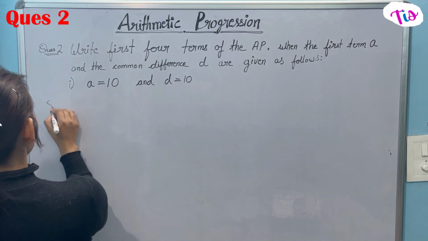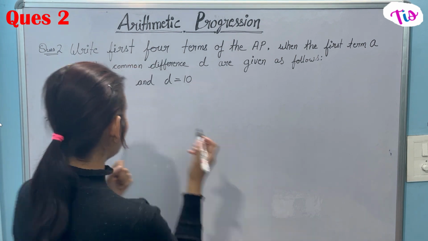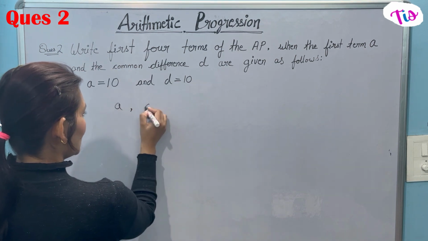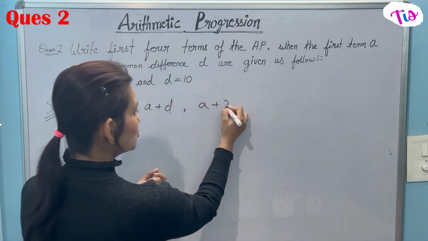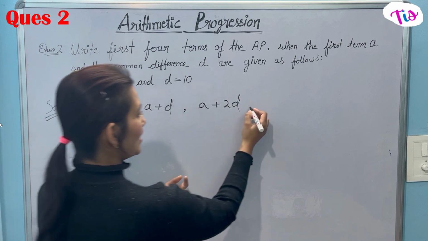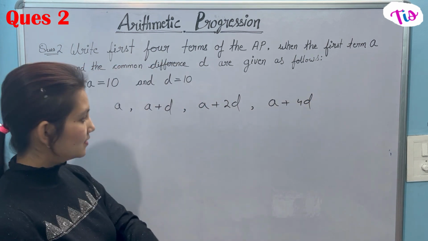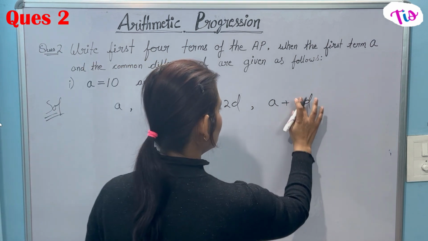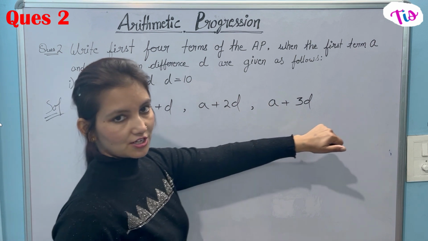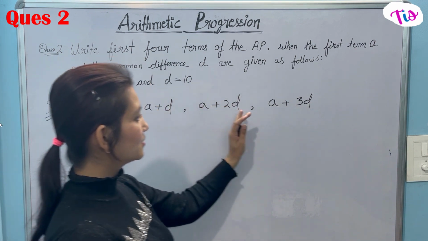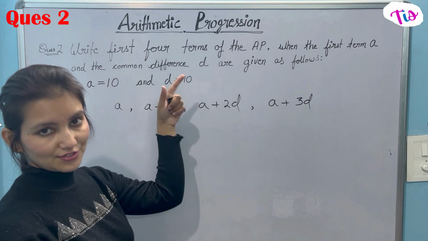So let's solve it. What are the first 4 terms of an AP? The first term is A, the second term is A plus D, the third term is A plus 2D, and the fourth term would be A plus 3D. So these are the first term, second term, third term and fourth term. Let's put in the values. We already have A and we already have D here.